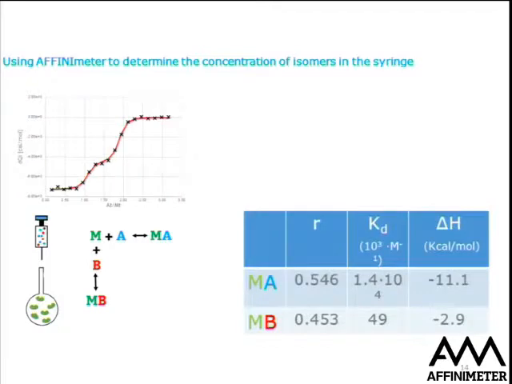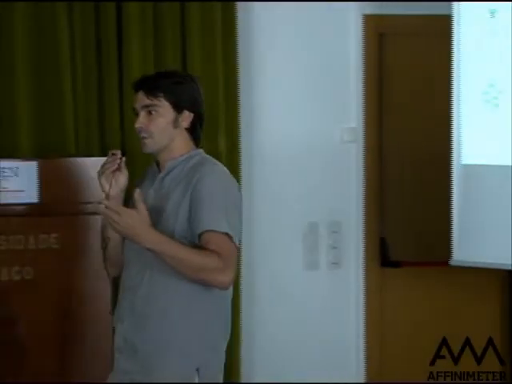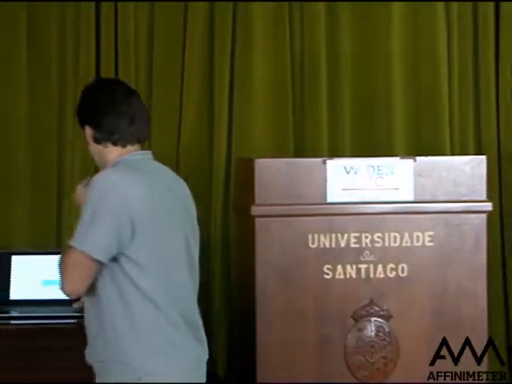So that means that we were able to give them the thermodynamic information for both ligands, the enthalpy and the binding constant, but we were also able to tell them that 55% of the isomers bind with high affinity and 45% bind with weak affinity. And this is information that is only possible to get using Isothermal Titration Calorimetry combined with AFFINImeter. And I think it was very useful information for this company.